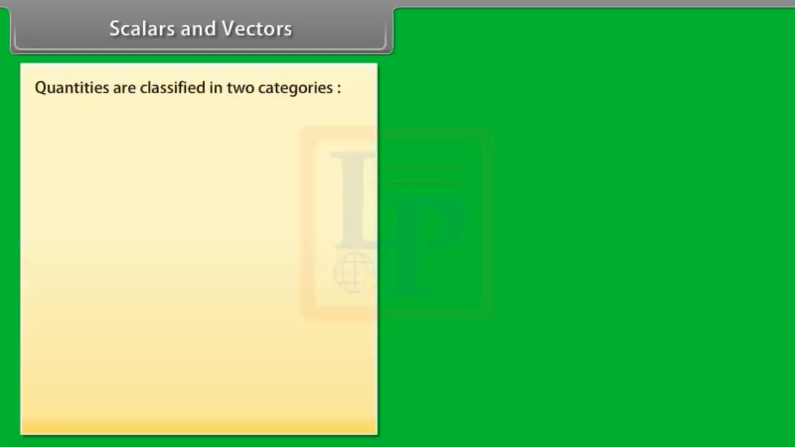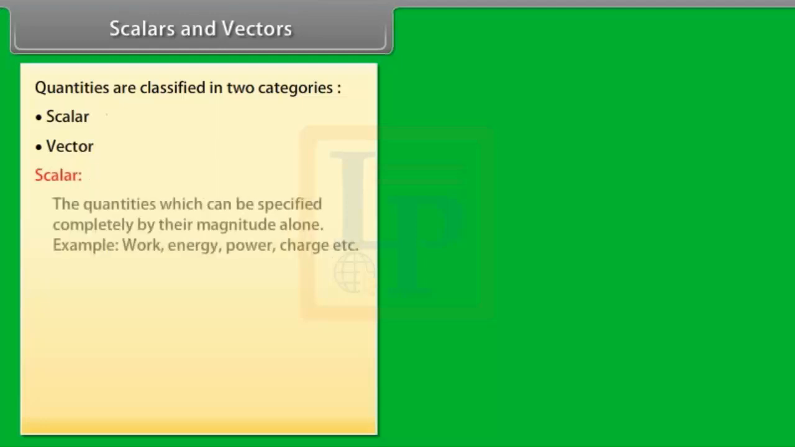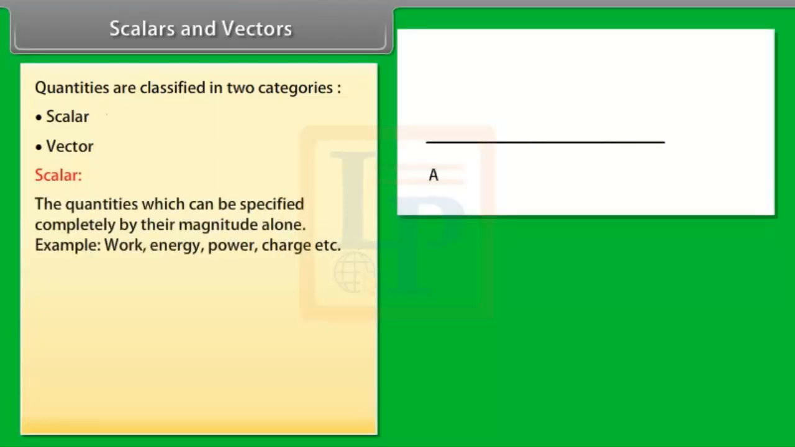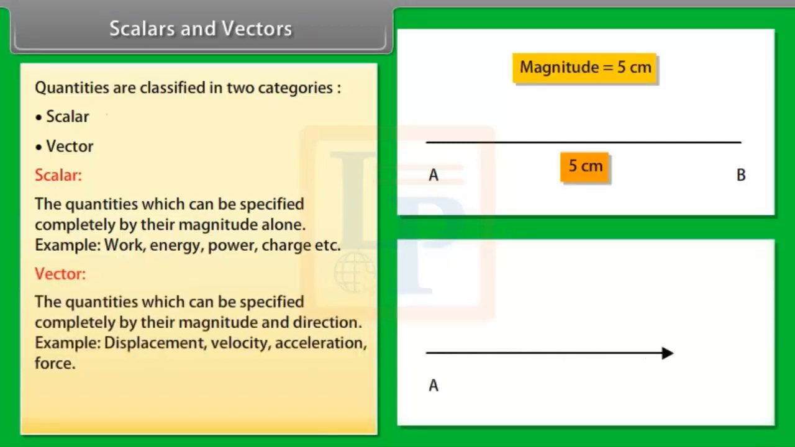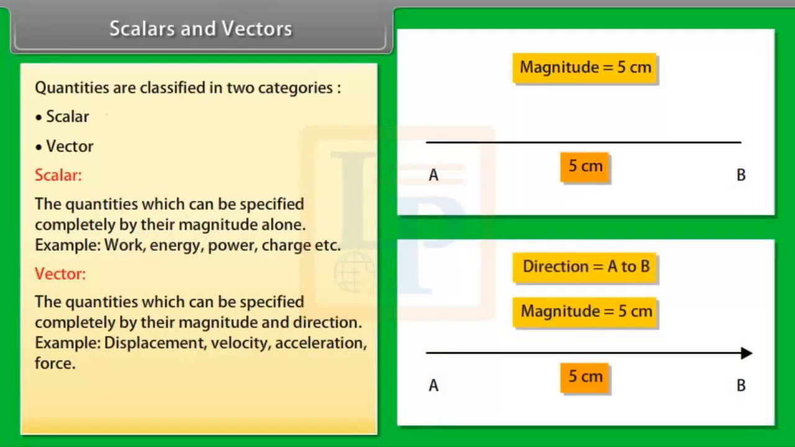Scalars and vectors. In physics, quantities are classified in two categories. They are A. Scalar and B. Vector. Scalar: the quantities which can be specified completely by their magnitude alone. For example, work, energy, power, charge, etc. Vector: the quantities which can be specified completely by their magnitude and direction. For example, displacement, velocity, acceleration, force.